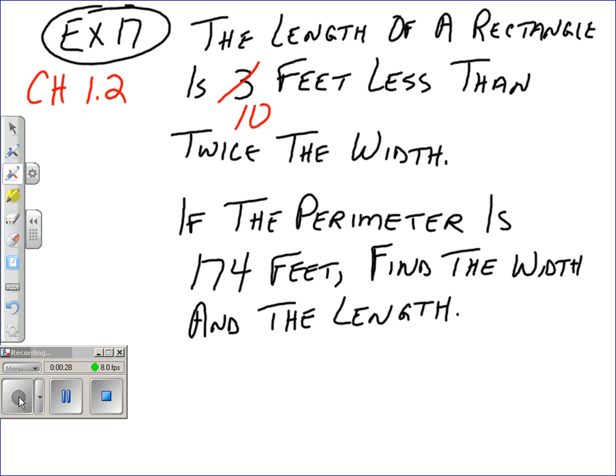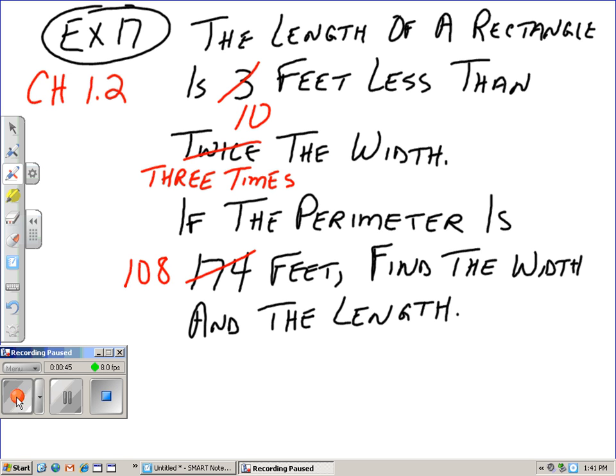I'm going to make it 10 feet less than 3 times the width. It's going to be very similar. And the perimeter, I'm going to change that to 108. Just have a problem that's a little bit different.